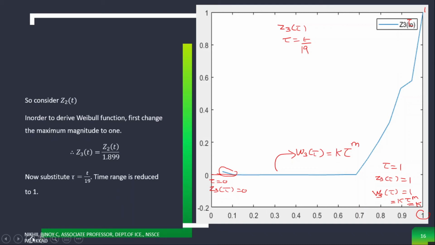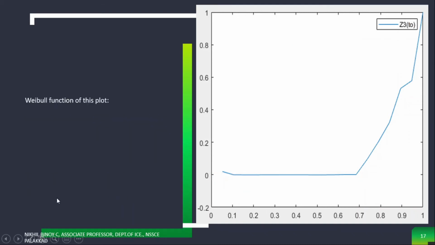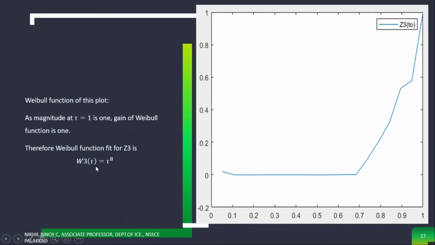Is it okay? So we can write the variable function as: magnitude at tau equal to 1 is 1, gain of the variable function is 1. Therefore the variable function fit for Z3 is W3 of tau equal to tau raised to m, for the time being. Is it okay? W3 of tau is equal to tau raised to m. So now we need the value of m.